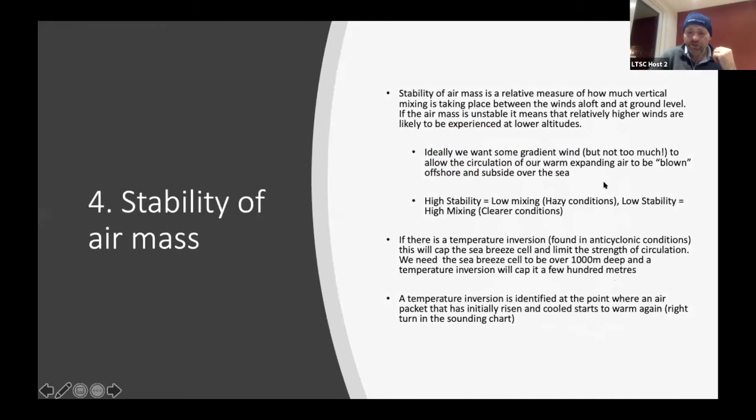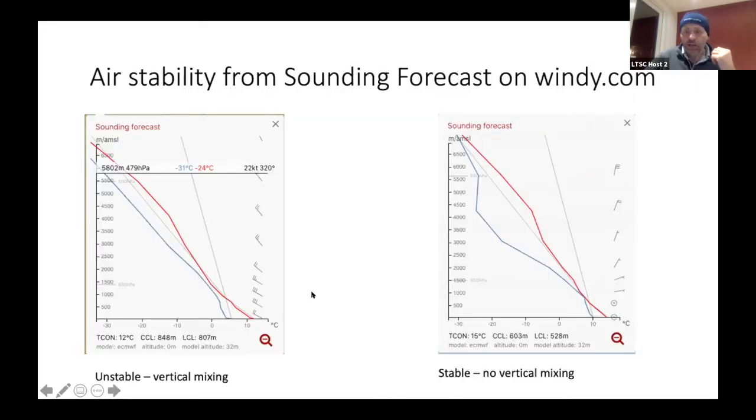It's a very typical day of anticyclone, slow air, not much going on, and that low capping. So you can see here that capping's happening at less than 1,000 meters with no still air. So there's definitely not a sea breeze day going to happen on that. You just haven't got the circulation.